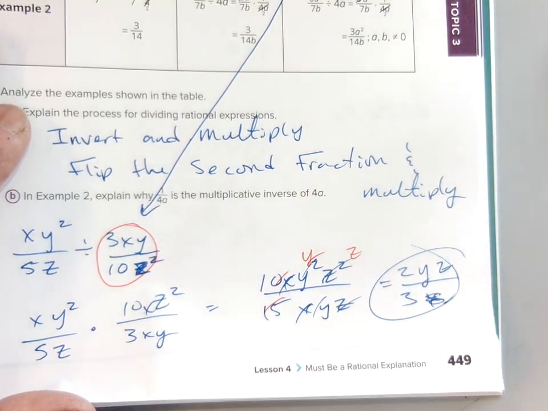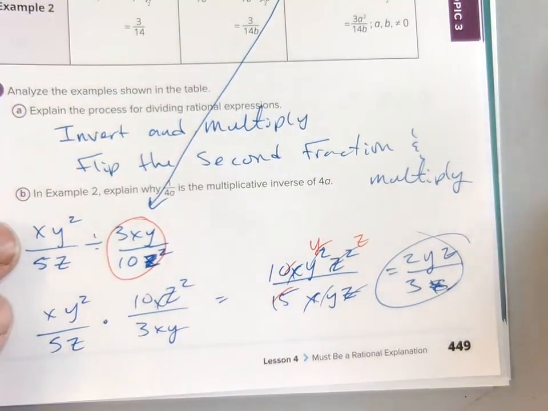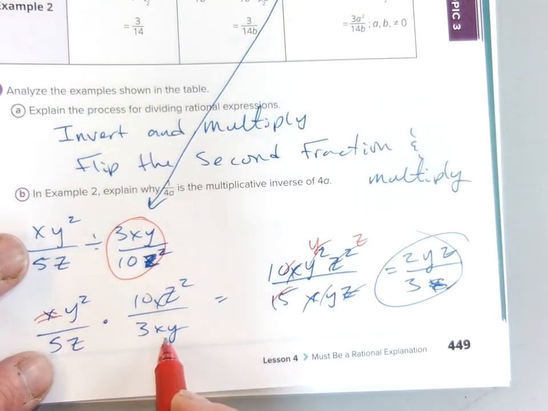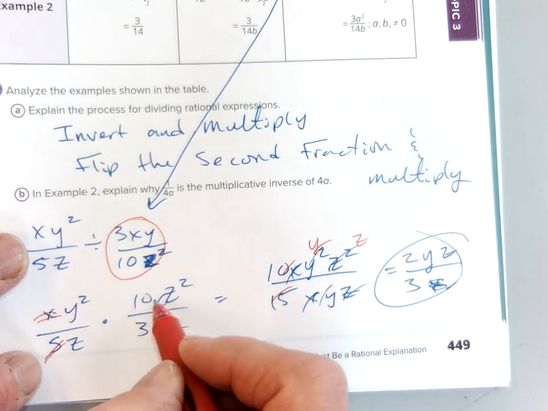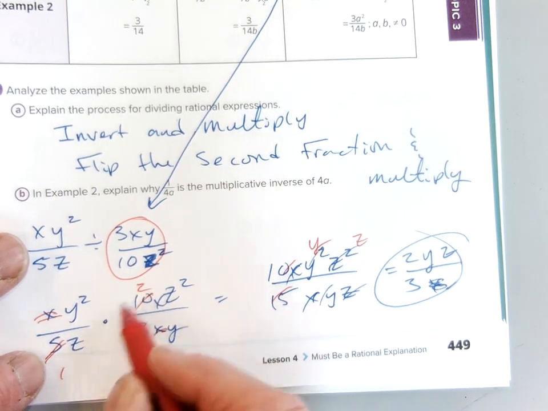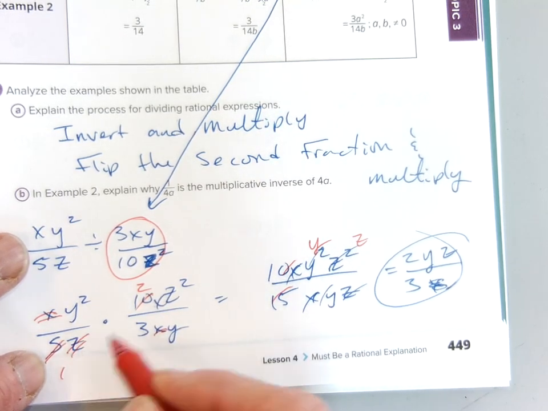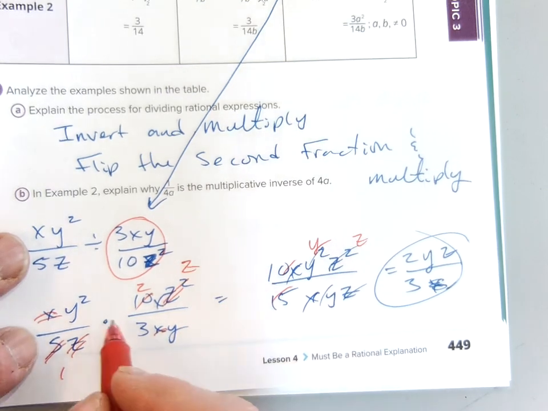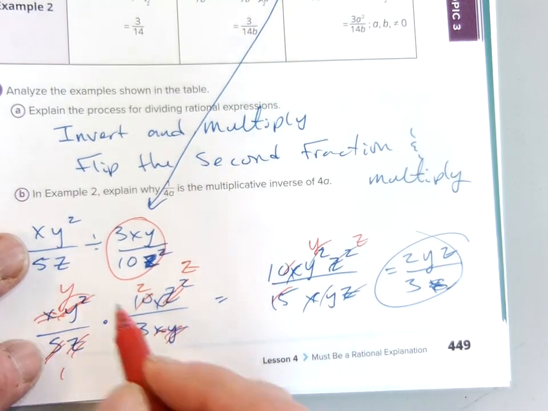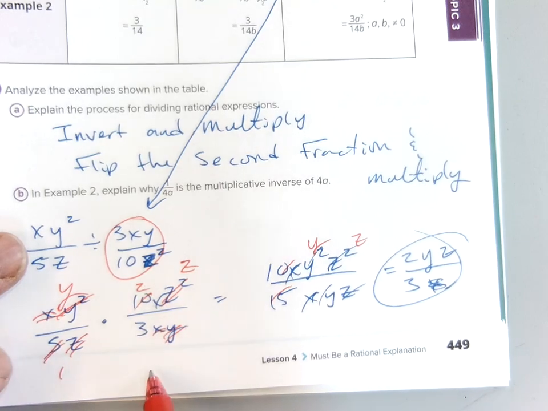Okay, anyway, that's one way to do it. Or you cross simplify from here, which I think is faster. Okay, cancel, cancel. 1, 2 for 5 and 10. Cancel a z for a z. There's a z. Cancel a y for a y. There's a y. And there's my 2yz over 3.